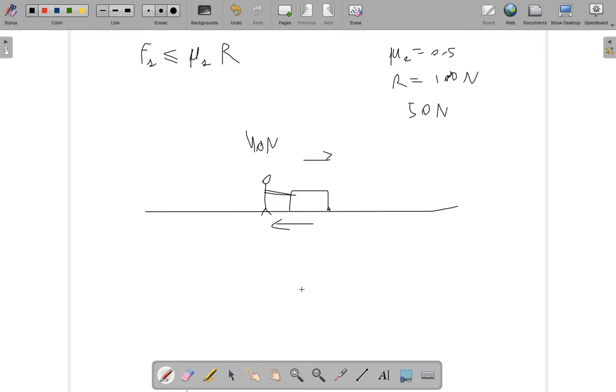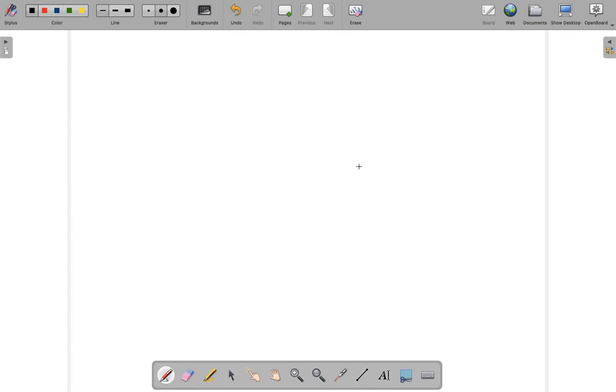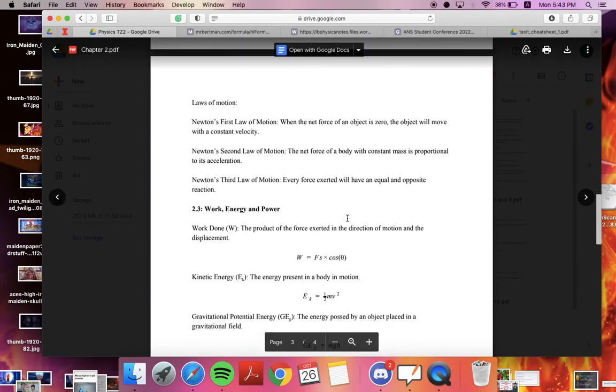So what this shows is that our static friction adjusts according to the force acting on it so that the object stays still. And our coefficient of static friction times the normal force is simply the maximum static friction that can act on an object. Yeah, and that's that.